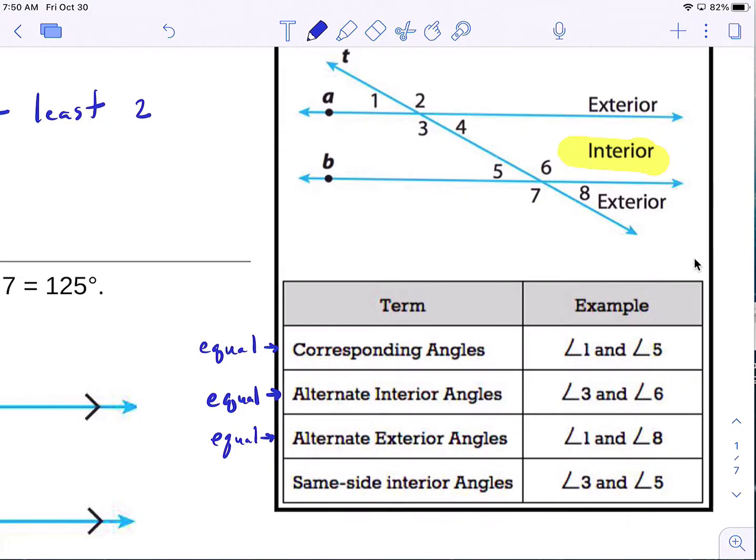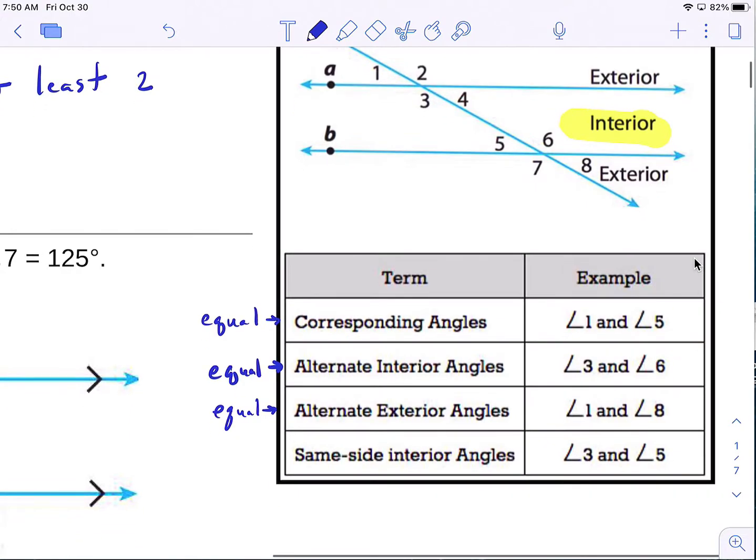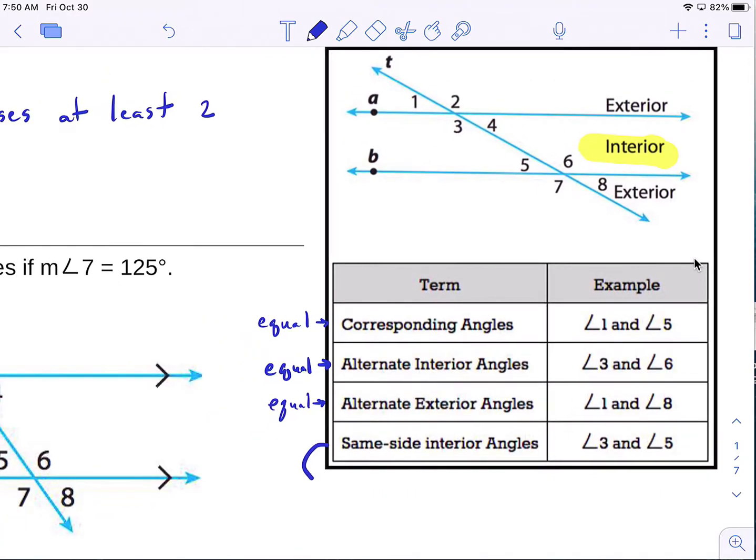Now, obviously, if you look at 3 and 5, those are not equal to each other, right? 3 looks like a really big angle, 5 looks like a small angle. So those are not the same size. So I'm not going to put equal, but they do have a relationship that we need to know.